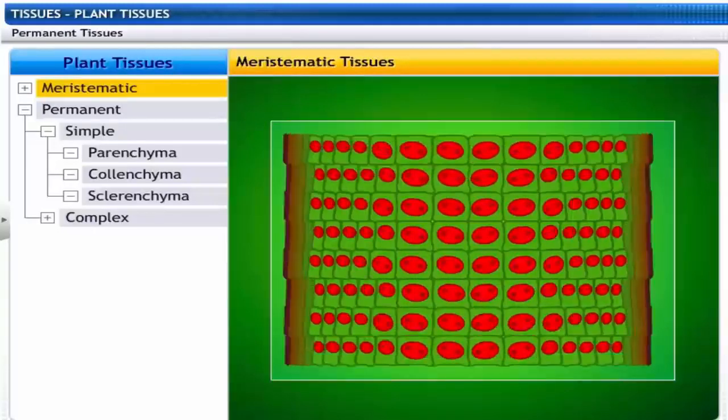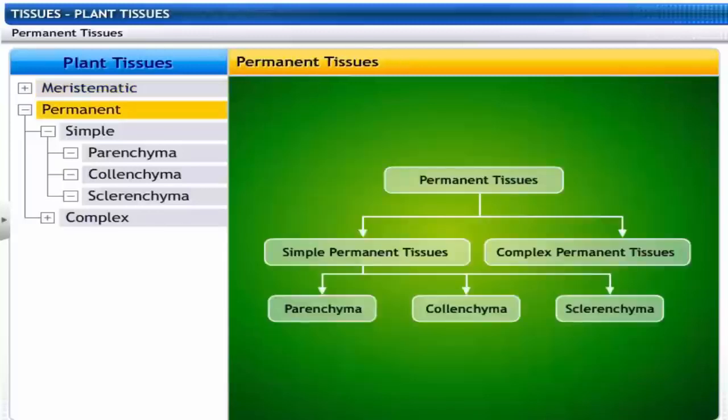Take a look at what eventually happens to meristematic tissues. Old meristematic cells lose the capacity to divide and transform into permanent tissues. This process of taking up a permanent shape, size, and function is called differentiation. Permanent tissues can be simple or complex, depending upon their structure and function.